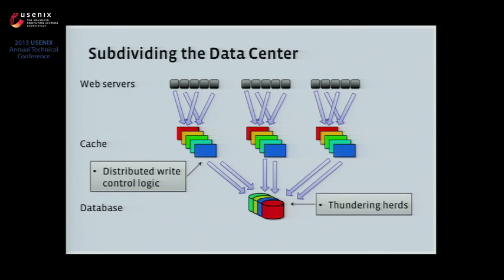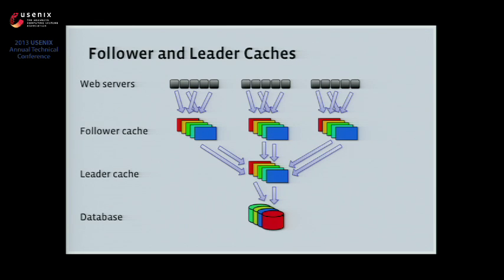So this still has some problems. We've distributed our read and our write logic, which means that it's harder to prevent thundering herds. And we have to deal with distributed write control logic, which is more complicated and more prone to latency problems. So we add another layer of cache. We call this the leader cache, which basically takes responsibility for coordinating the writes and updating the caches in the followers, and also for protecting the databases against thundering herds. We have some pieces of content on the site that are very popular.